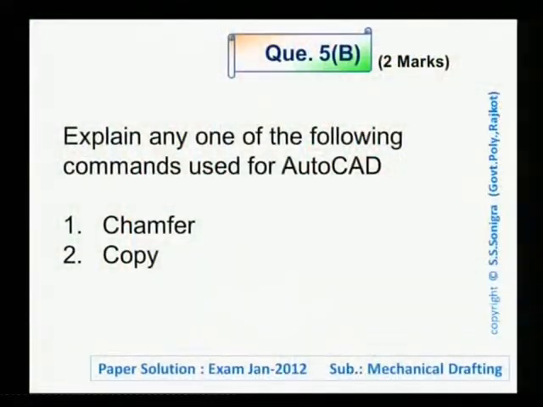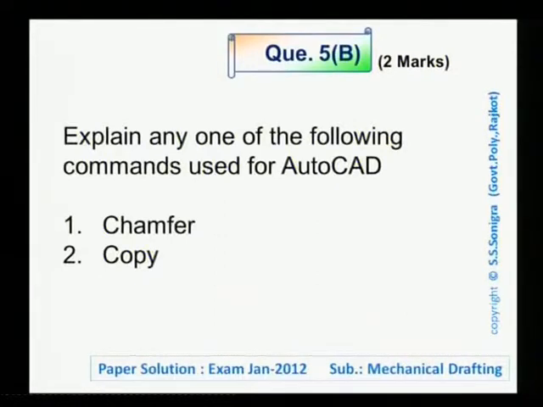Hello dear friends, myself Sunil Sonigra, and today we are going to discuss the solution of the GTU examination question paper from exam January 2012 in the subject of mechanical drafting. We solved up to question number 5A.